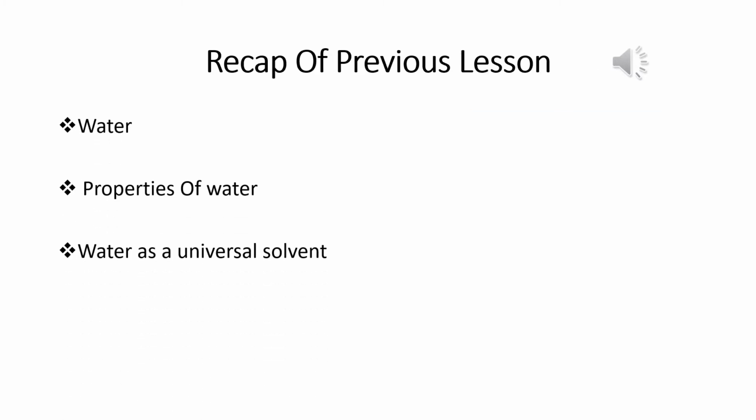First of all students, we will recap our previous lesson in which we discussed the topic water. We discussed in it the properties of water, including the physical and chemical properties, and we have also discussed that water is used as a universal solvent. It means that it dissolves most of the things in it. That is why it is known as universal solvent.